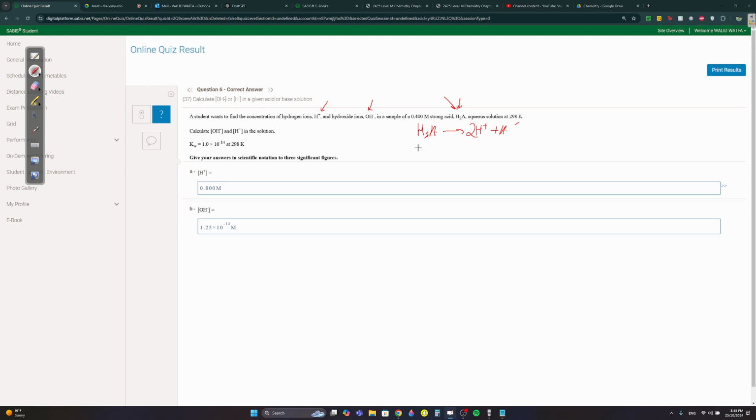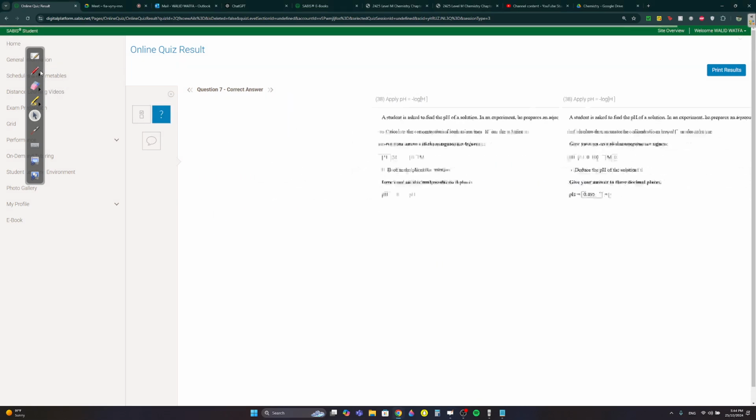How much H2A do I have? 0.4. How much H plus will I have? It's 2 H plus, so it becomes 0.8. So H plus will be 0.800 to 3SF. And then OH minus, how do you find it? It's always 10 to the minus 14 over 0.8, and you get this. I'm not going to use the calculator. You guys know how to calculate.